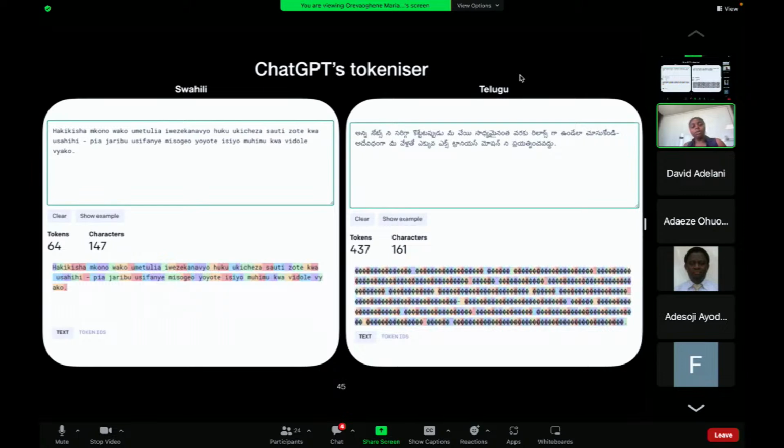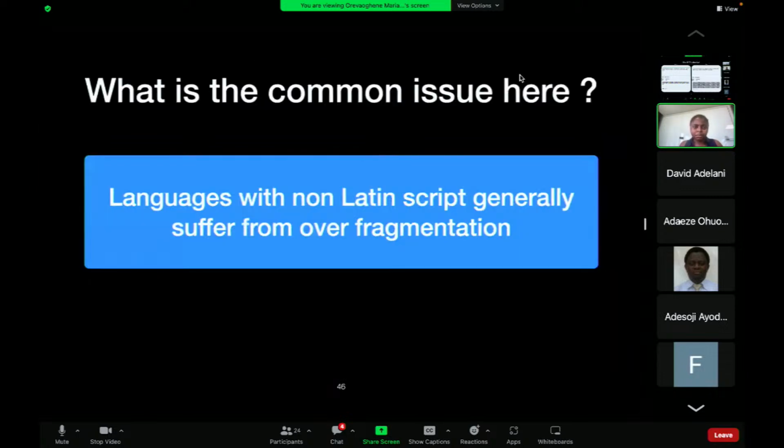Let's go to Telugu. Oh wow, we have 437 tokens. If I needed to use the model in Telugu, I would just go broke, because if I have to pay up to 10 times more than an English speaker, I would rather not use the API. So what's the common issue here? We see that languages with non-Latin scripts generally suffer more from overfragmentation, in this case with this particular tokenizer.